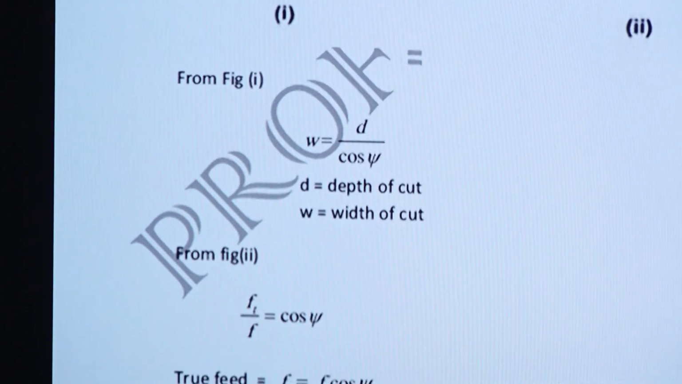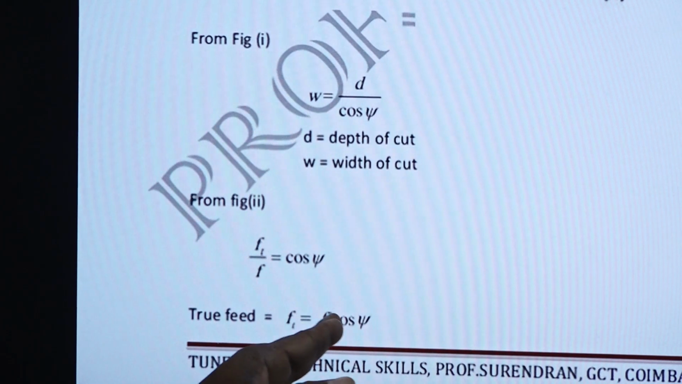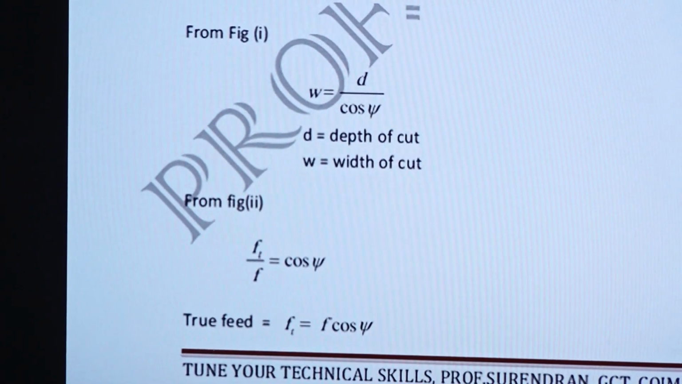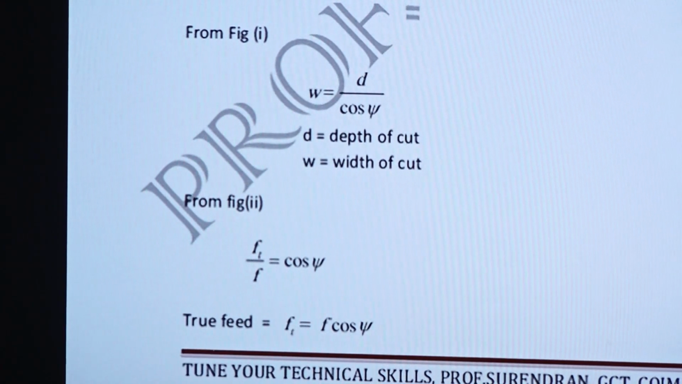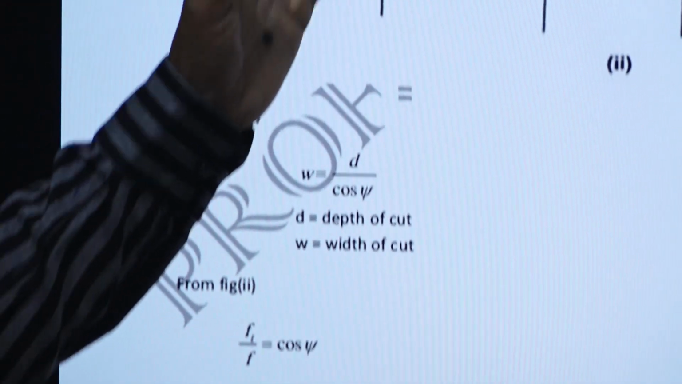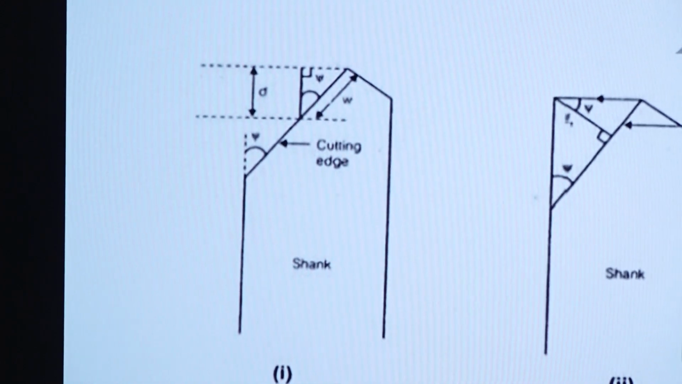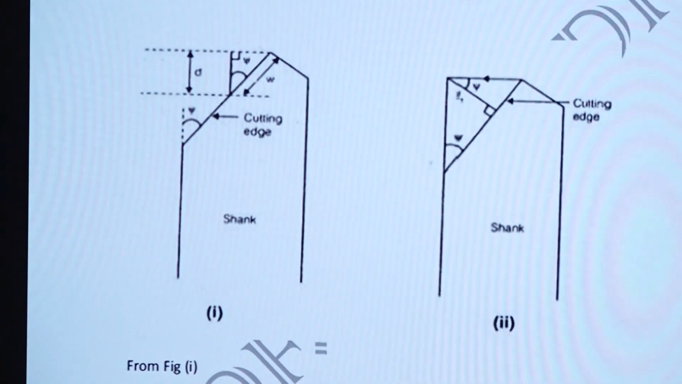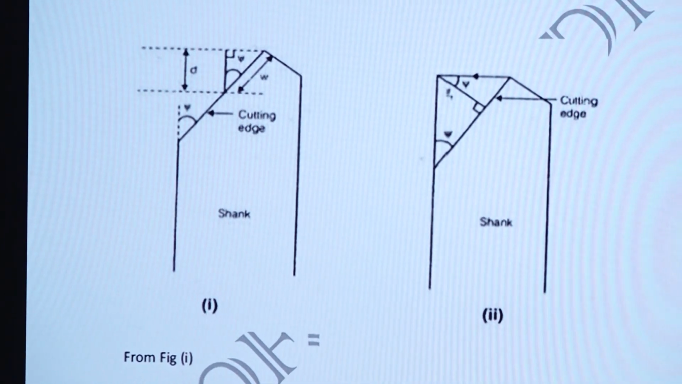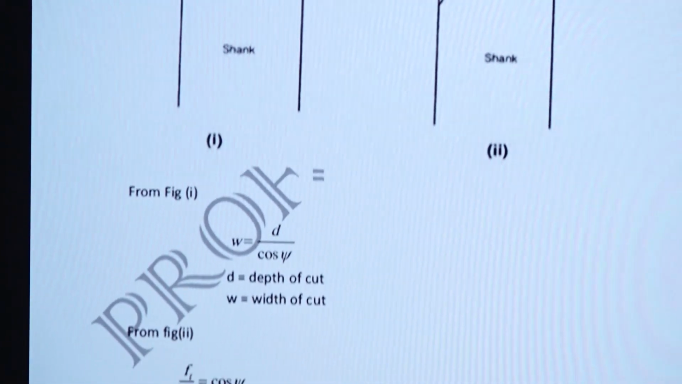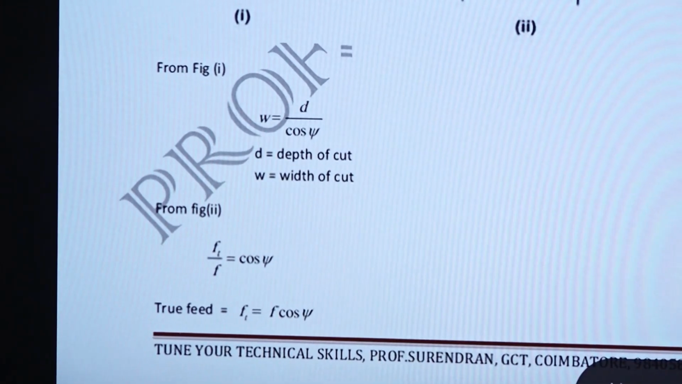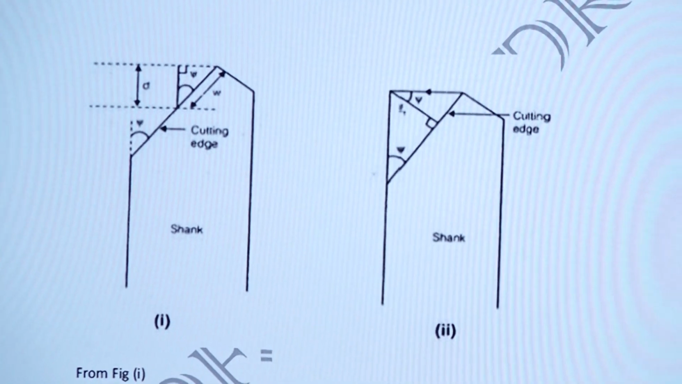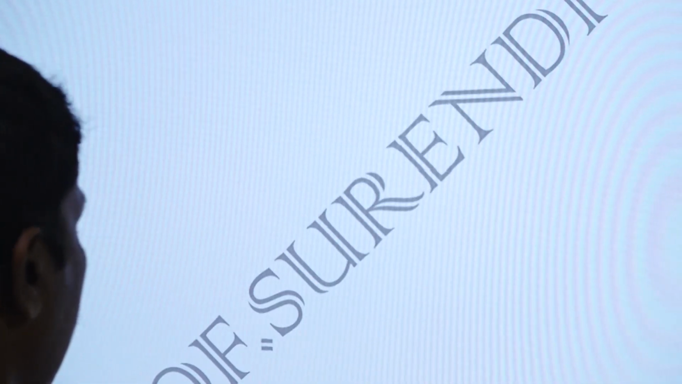So Ft by F equals cos psi, and true feed Ft equals F cos psi. When you want to calculate the true feed, it equals F cos psi. It is a simple triangle diagram, so you have to remember. W is the hypotenuse, so W equals D by cos psi. Here Ft, the true feed, equals F times cos psi. By observing the diagram, it is a simple thing you can easily remember.